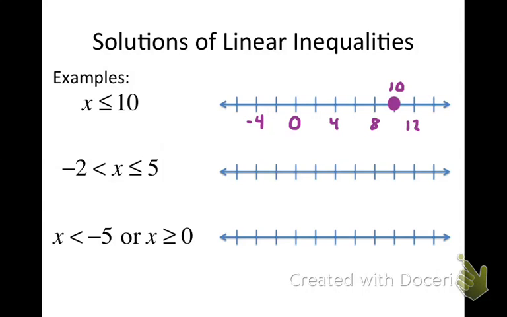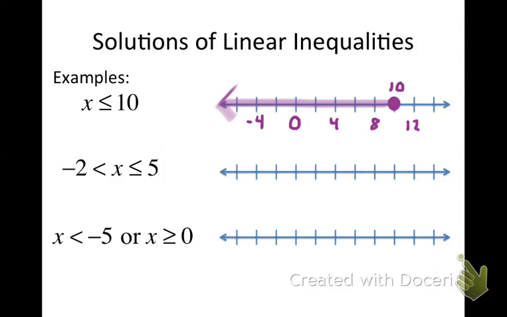In fact, for me, highlighting will probably be the easiest. So I'm going to go ahead and highlight everything that's less than 10, including the arrow at the end just to show that the solutions keep on going beyond what you see on the number line. So there's graphing the solutions for a linear inequality.